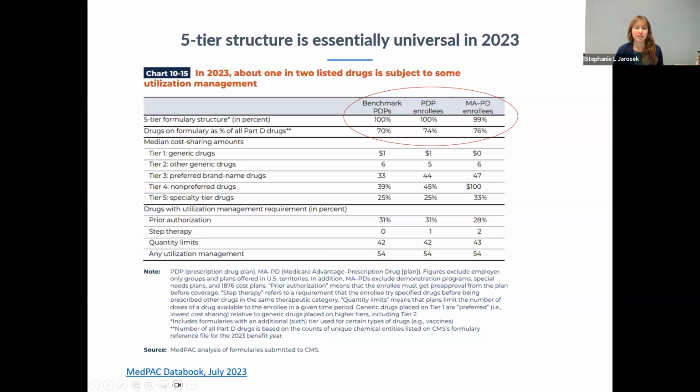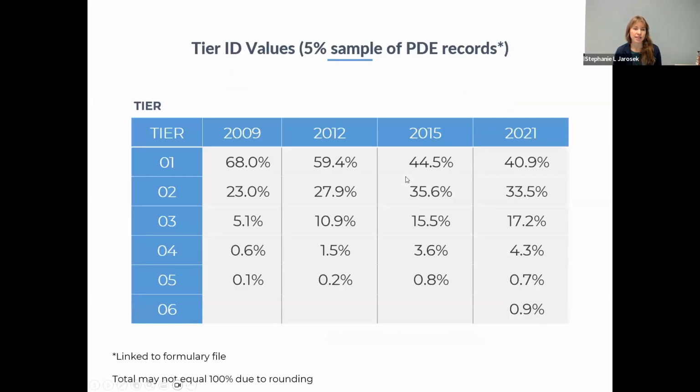You will see values of 6 for the tier ID. That's a new tier that's mostly vaccines, I think. So you will see that, but 5 is essentially it: the bulk of drugs are going to fall into one of 5 tiers. I did include the 6 here, but it's a small amount.